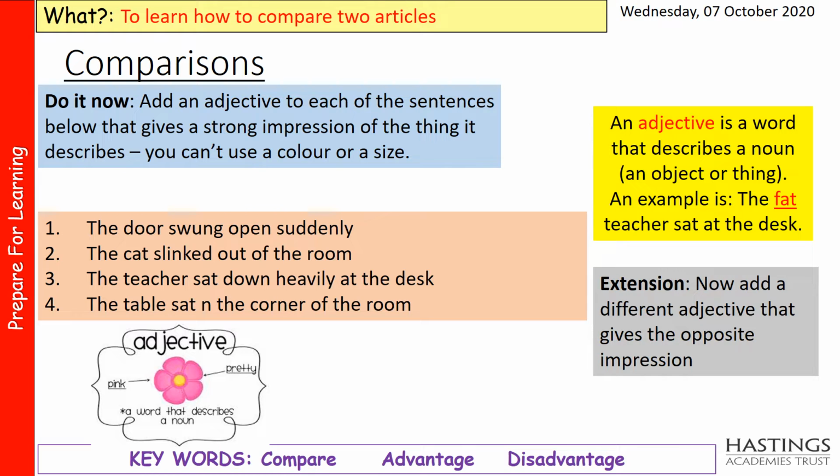So for example, you have the cat slinked out of the room. You might change it to the evil cat slinked out of the room. And then as an extension, try to add a completely different adjective that gives the opposite impression. So you might change it to the lovely cat slinked out of the room. So pause the video now to give yourself a chance to do that, and then come back when you're finished.